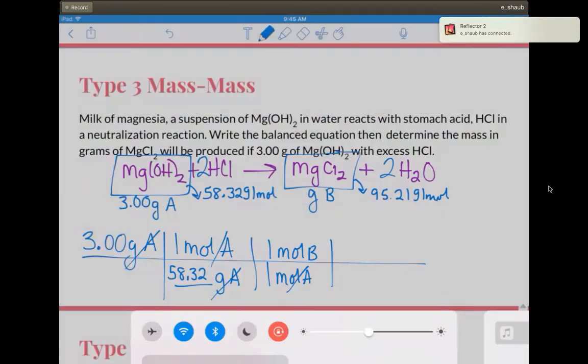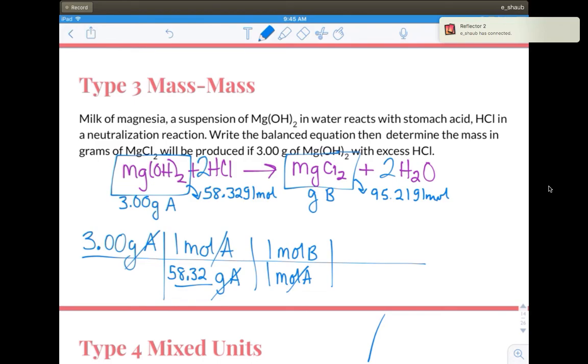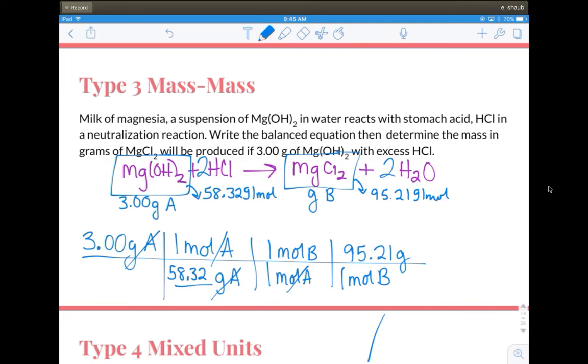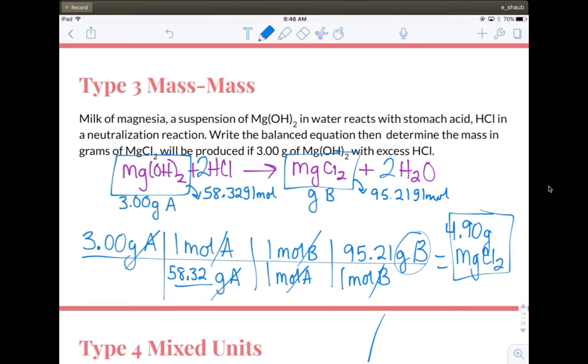There we go. Okay, so then the last part here is for every 1 mole of B, I have my molar mass of 95.21 grams of B. All right, so that's going to get me grams of B. So if I just multiply across divided by 58.32 using 3 sig figs, that means I should produce 4.90 grams of B, and I would just switch that out with the actual compound, magnesium chloride.